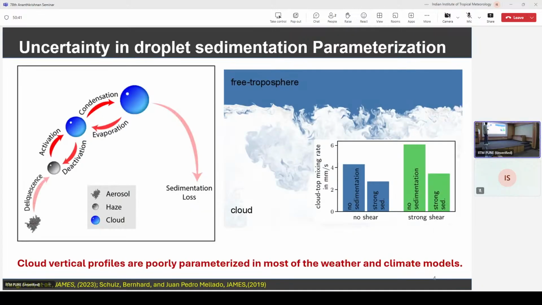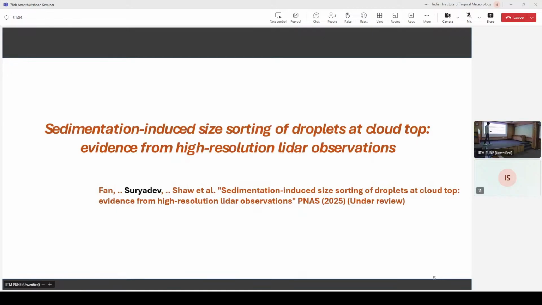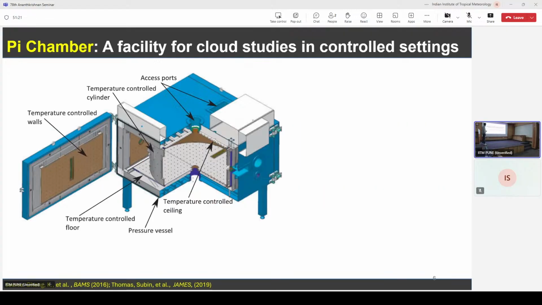Another challenge comes in the droplet sedimentation parameterizations. In most of the current weather and climate models, they assume that all droplets have the same terminal velocity, Hall velocity, which is not true. And they are further complicated by activation and deactivation processes in the actual process, depending upon the supersaturation and the environment, leading to challenges in the sedimentation process. Because of such challenges, here we highlight how sedimentation affects the sorting of the droplets depending upon their size, and this is highly evident from the high resolution LIDAR observation in the pi chamber. This is one of the first such observations till now.